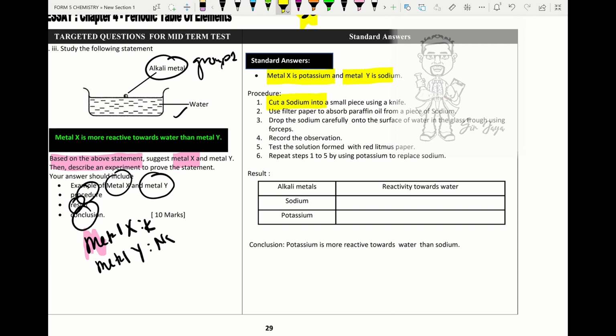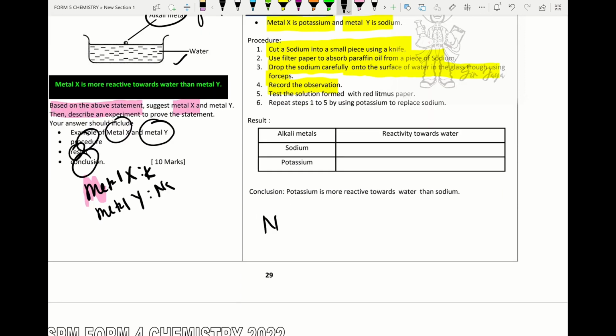Procedure: we cut a sodium into small pieces using a knife. We use filter paper to absorb the paraffin oil present on the surface of the sodium. We drop the sodium carefully, using forceps, onto the surface of water filled in a glass trough, and we record the observation.